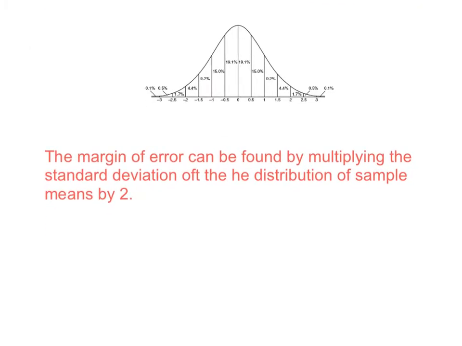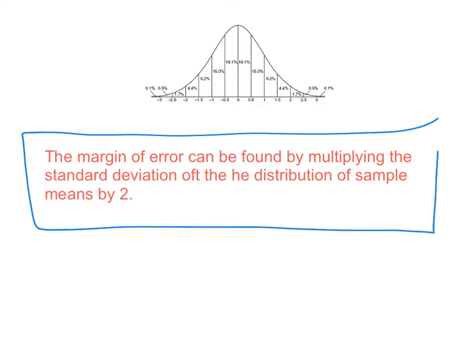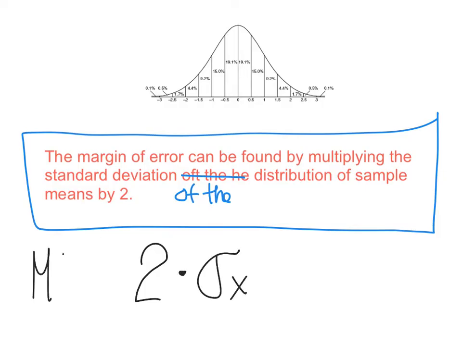So here's the key. The margin of error can be found by multiplying the standard deviation of the distribution of the sample means by 2. So let's go ahead and put it in our notebook. It's really 2 times the standard deviation. This gets me, I'm going to call it MOE for margin of error.